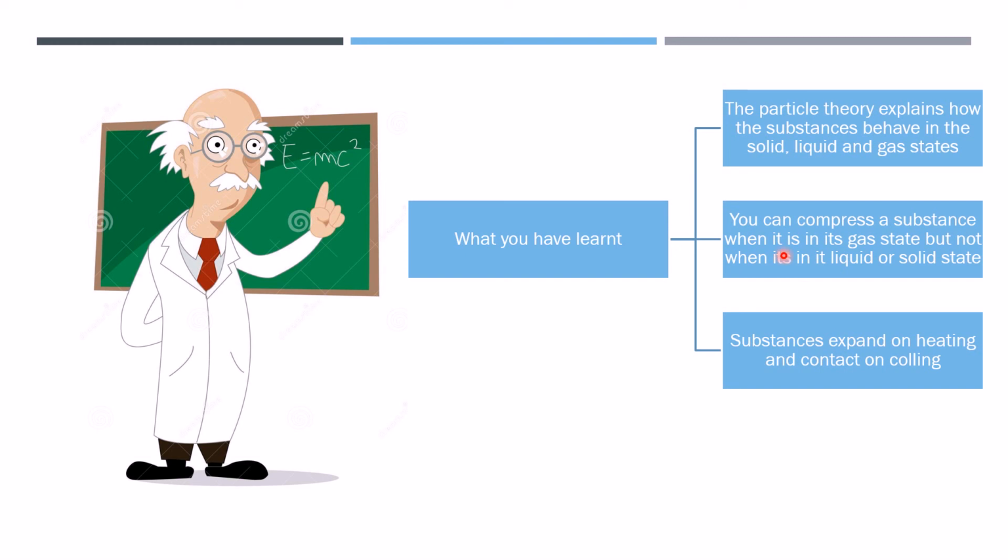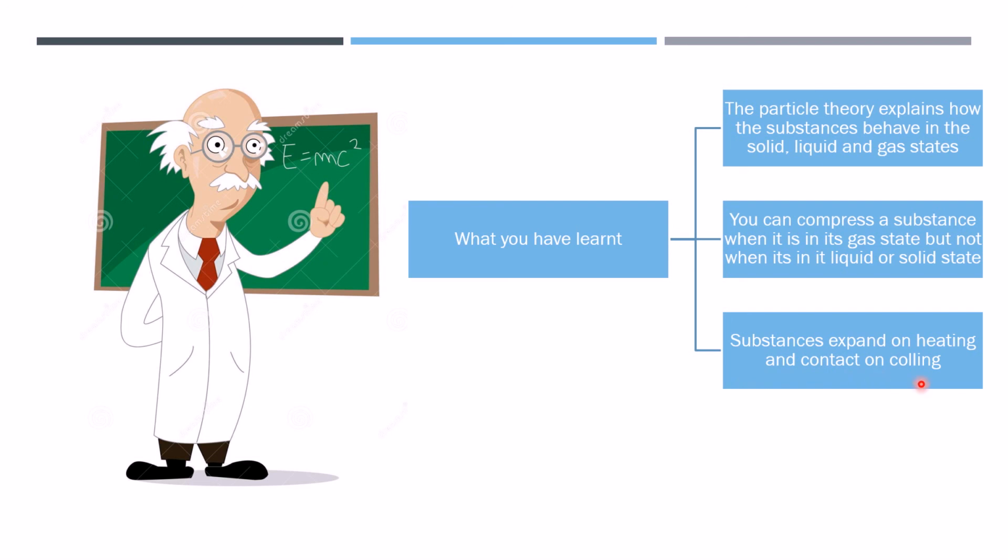Then you can compress a substance when it is in its gas state, but not when it's in its liquid or solid state. So as I told you over there, it's a very important point. It can come anywhere. Anyone can ask you about this. Which substance cannot be compressed and which can be compressed? So you can answer like that. You can compress only when it's in its gas state, not in its solid or liquid, because solid and liquid can't be compressed, can they? No.